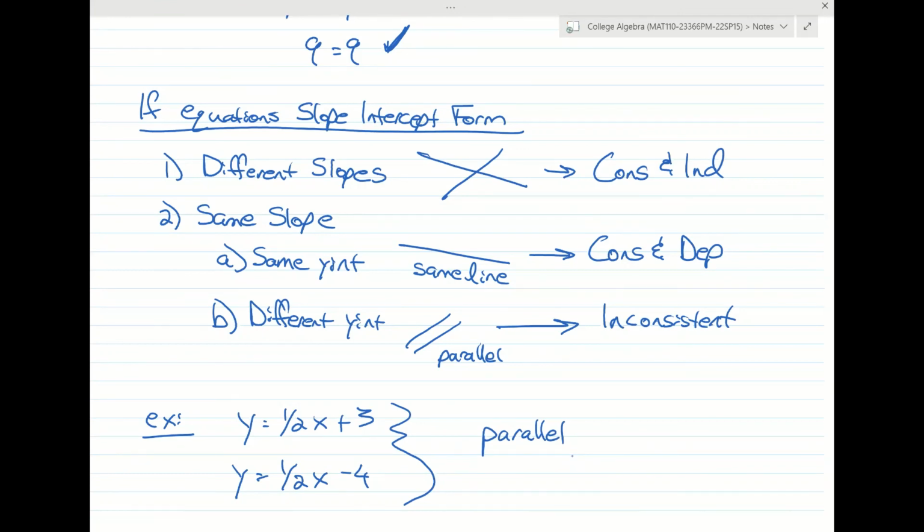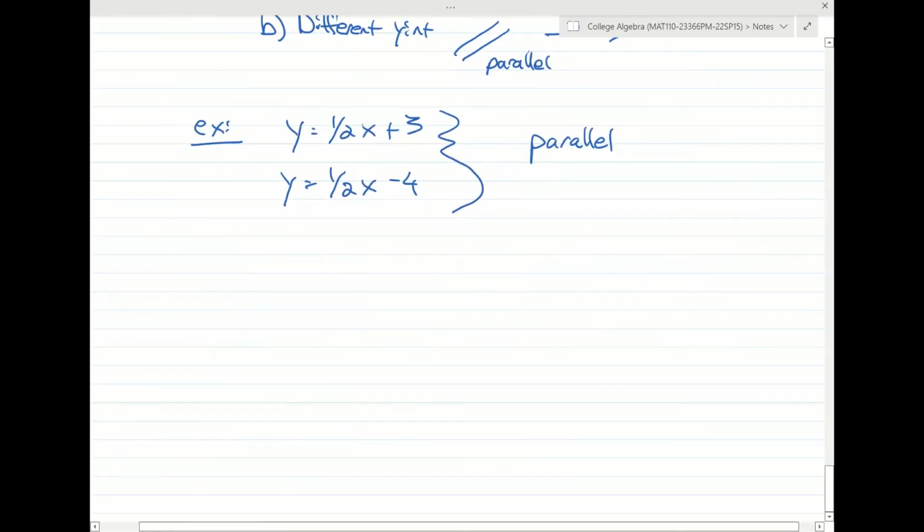Okay, I wanted to finish with one more section. All right, so the last section is section 3.2.